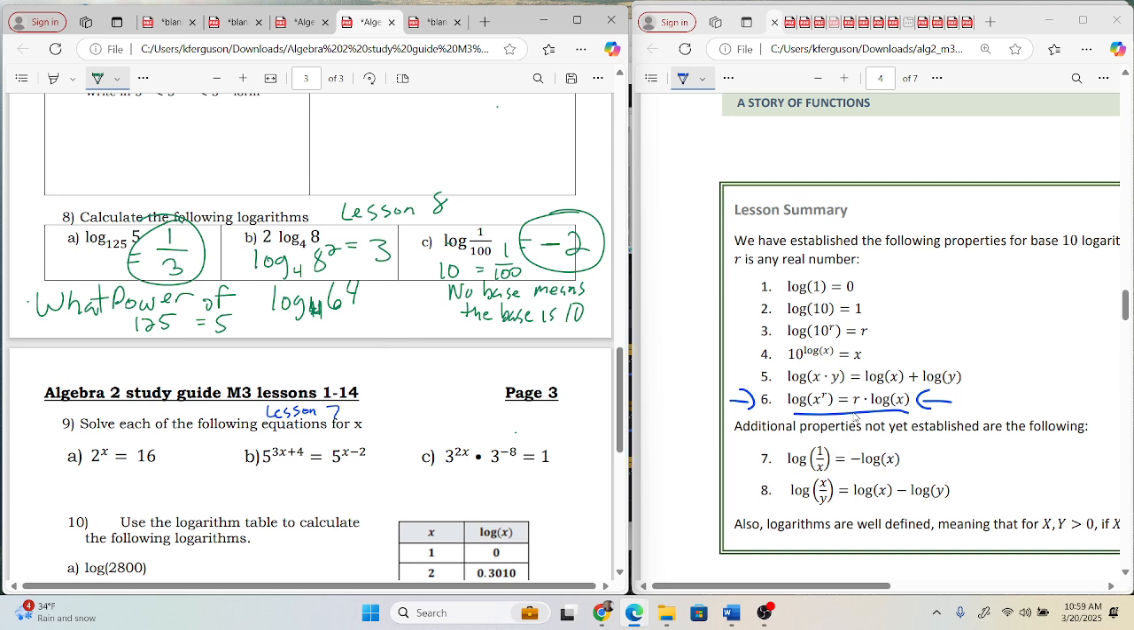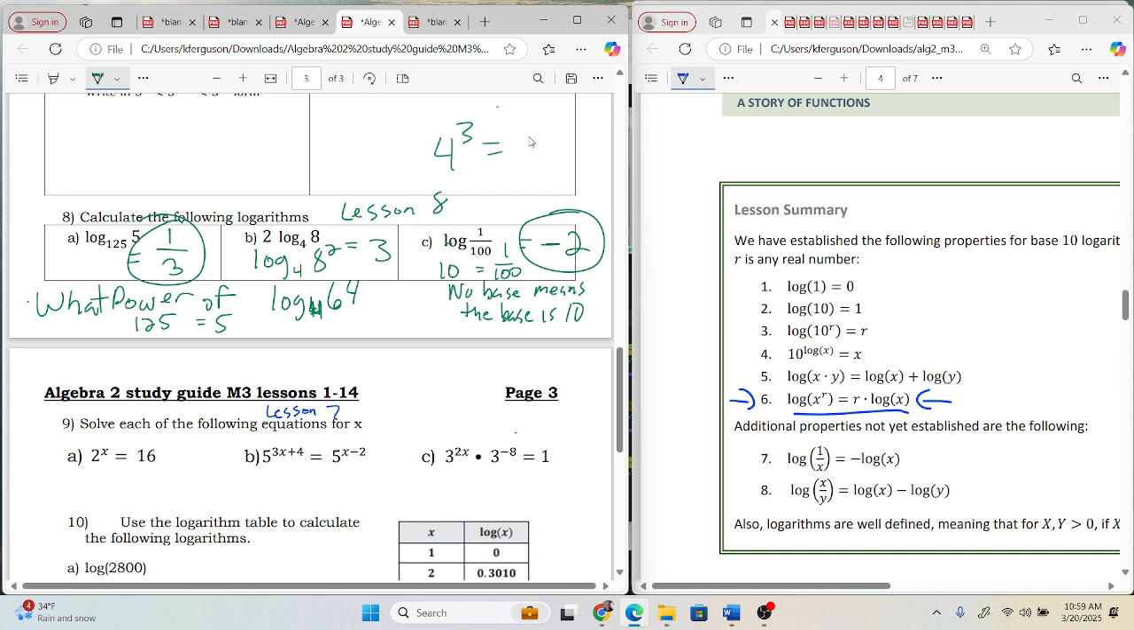So see, that's why it's important to know that rule in particular for this situation. But you need to be able to look through your book and check these lesson summaries, because they got a bunch of rules that are going to help you. I'll probably end up listing those on the board during the test. So that is lesson 8.